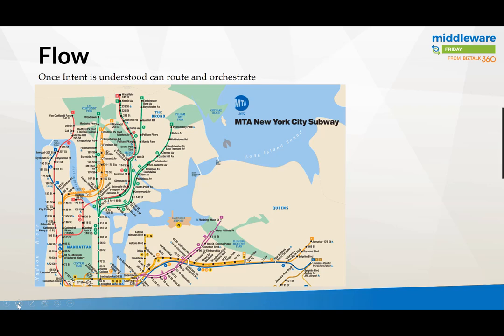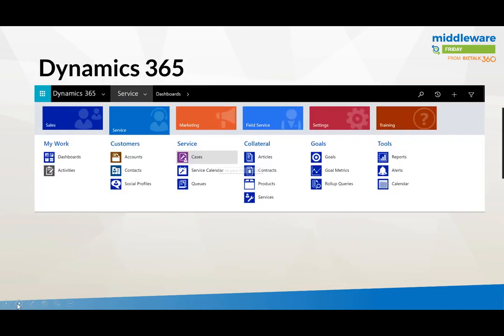Look at flow in the same way. A customer comes in and says, my lights are flashing. Well, there's some sort of power outage going on. So flow is then going to direct that traffic over to the field services group that can help address your power outage scenario. Now, with Dynamics 365, we're going to be using the service module, and within service we're going to have something called a case. You can think of it as customer support, so this is a great use case for Dynamics 365.